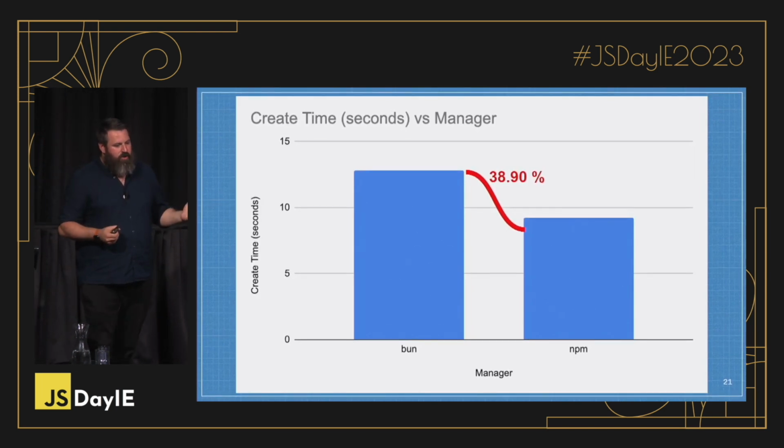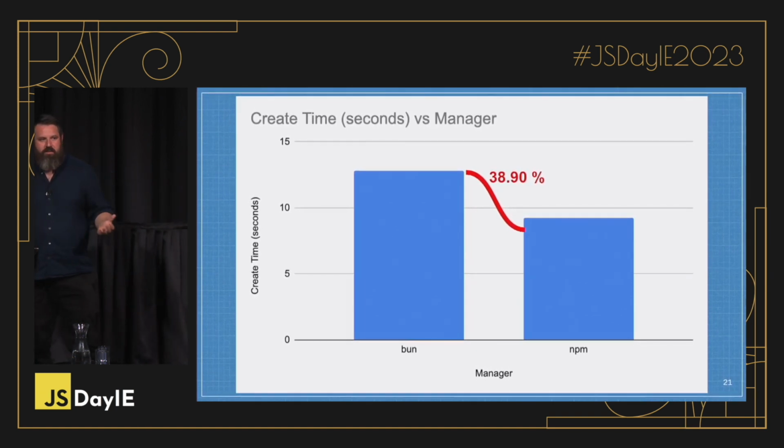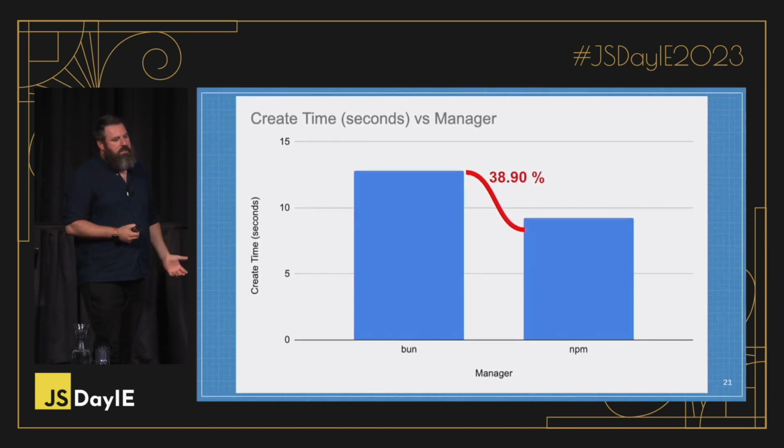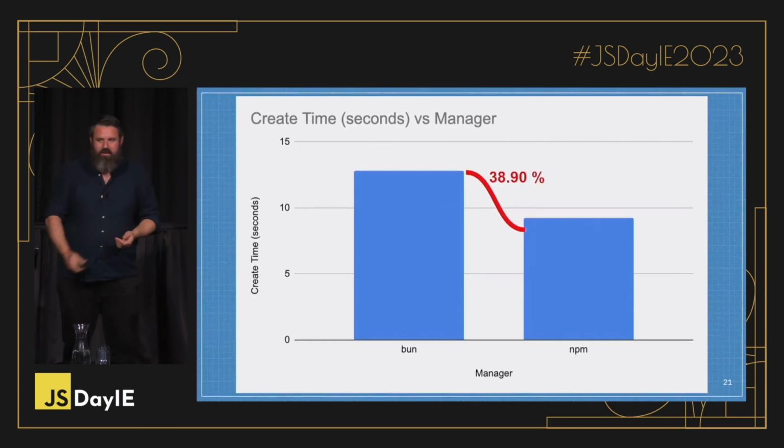Not by a huge amount. We're looking at a 38% difference here, but it shows you that Bun fell behind a little bit. So maybe in this case, we stick to npx and wait for bunx to improve. Maybe my machine was running slow at that time. There are a lot of factors in this as well.